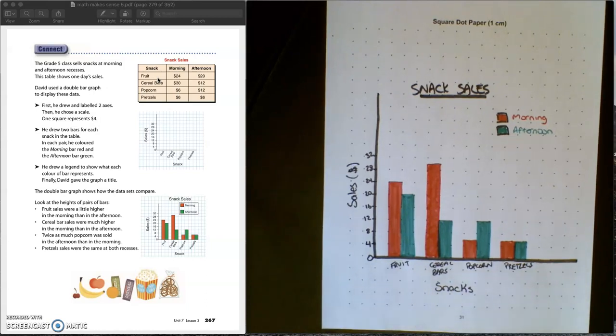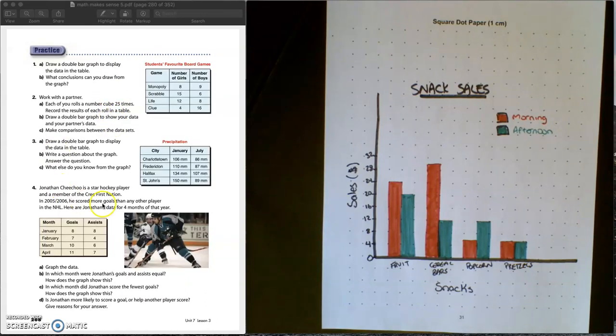Fruit, very strong in both the morning and afternoon. So maybe they want to keep selling lots and lots and lots of fruit throughout, well, the entire day. Maybe they pull back on the cereal bars in the afternoon because they're selling more in the morning, right? So there's lots of information that you can get from double bar graphs like this.